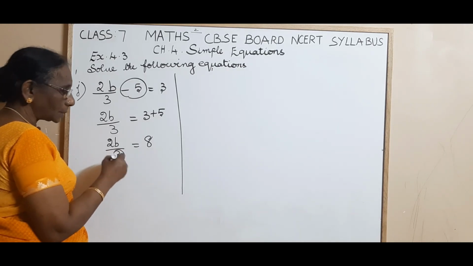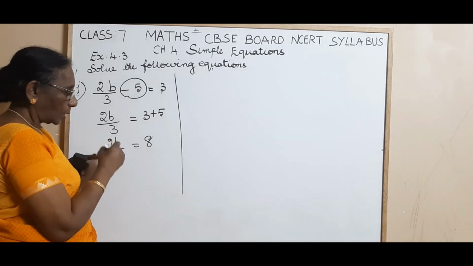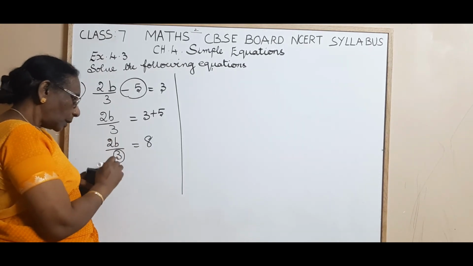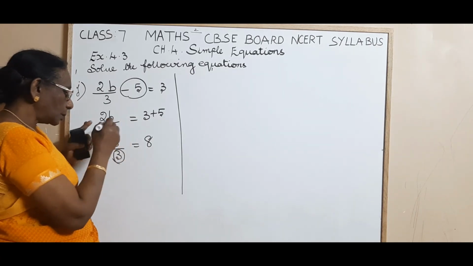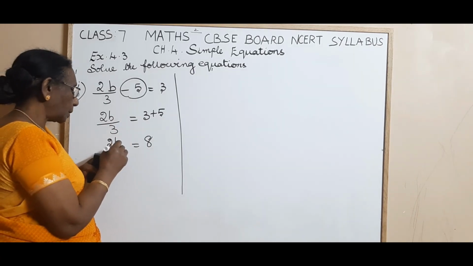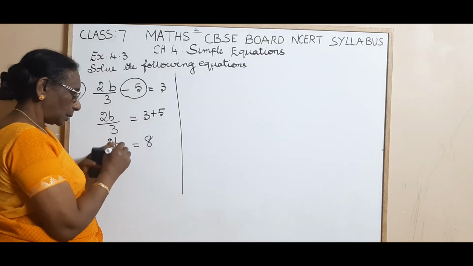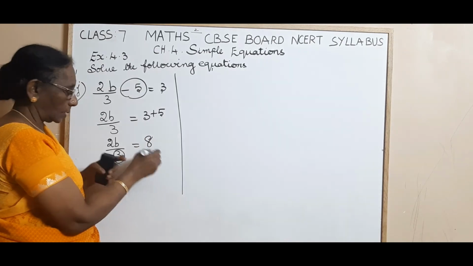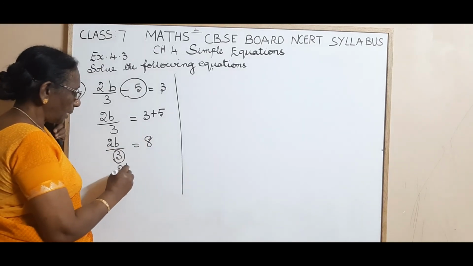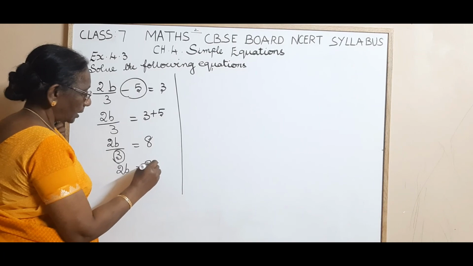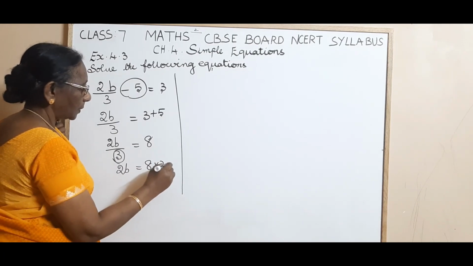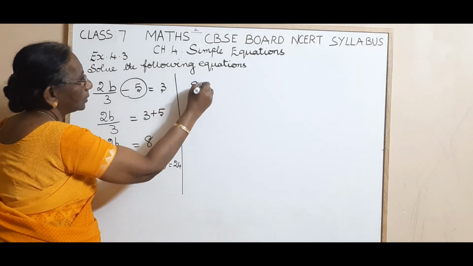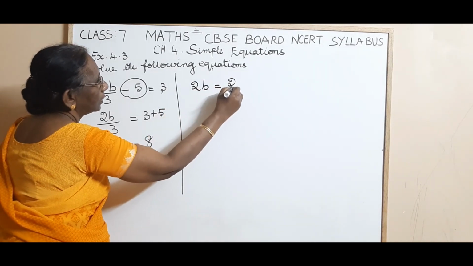Okay, so to eliminate, this is with what? Operation division. So when you bring this division operation to the right hand side, we are transposing this 3 which is connected with the variable b by division, it will become what? Multiplication into 3. Okay. So 2b is equal to 8 into 3. That is equal to 24. So what do you have? 2b is equal to 24.